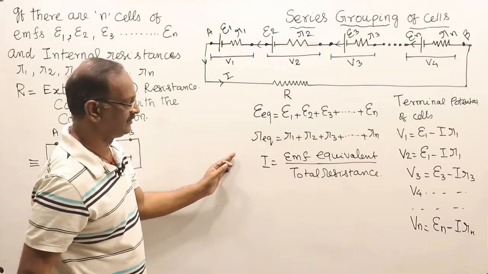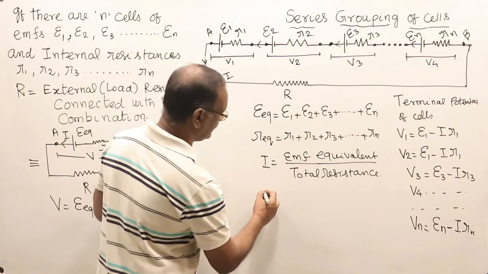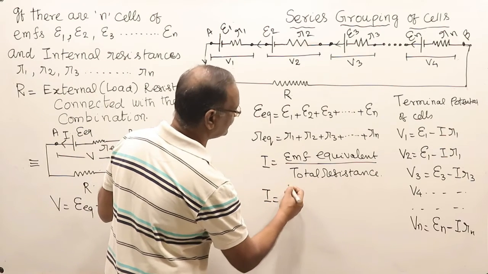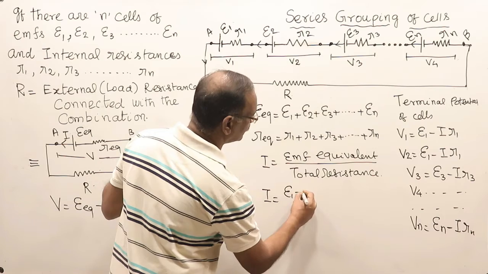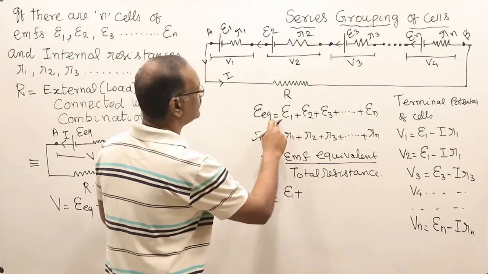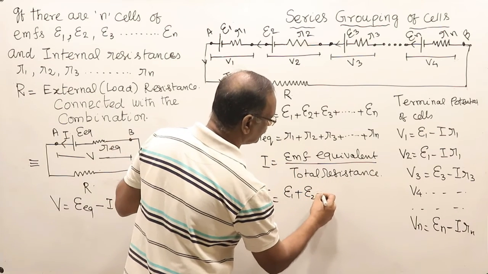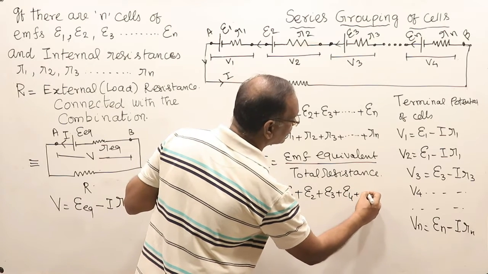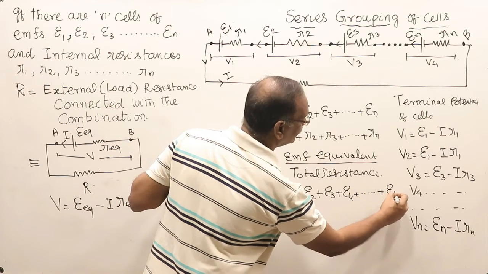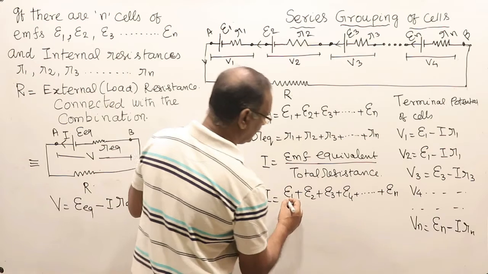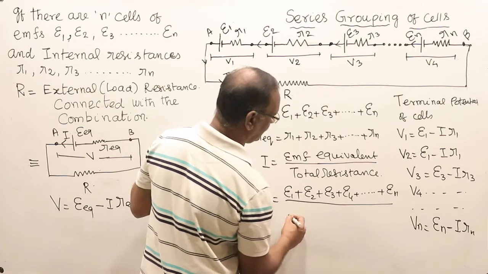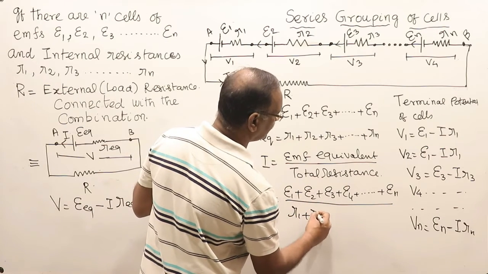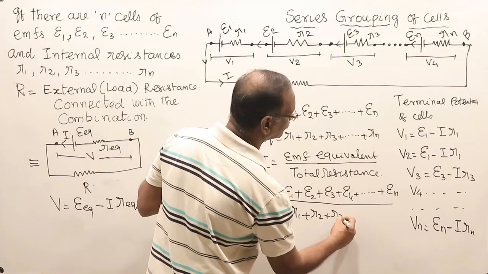So I we have written. So what is the I equivalent? So I flowing through this is equal to E equivalent, which is this expression E1 plus E2 plus E3 plus E4 and so on, for N cells with unequal EMF, divided by the sum of all the internal resistances.